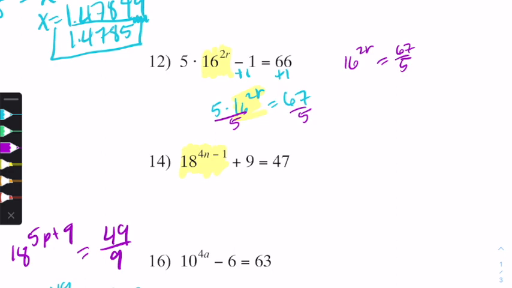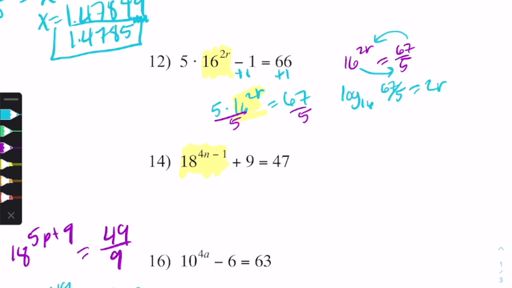So we want to undo the exponential because the base is all by itself. So to undo exponentials, we switch to a log. The base is 16, so log base 16, hop to the other side of 67/5, hop back, equals 2r. So in the calculator, remember you do log of the number divided by log of the base. Base goes in the bottom. That's how I help myself remember.